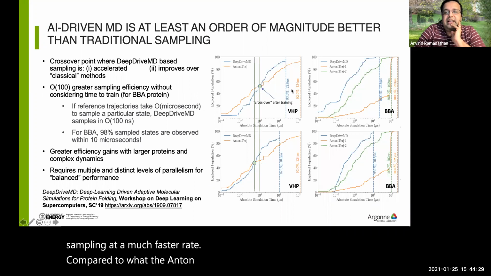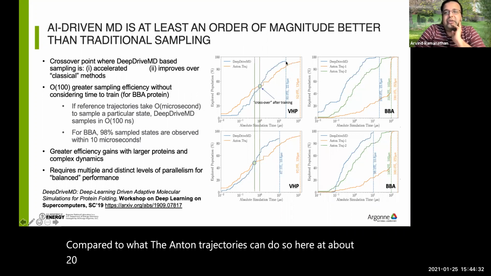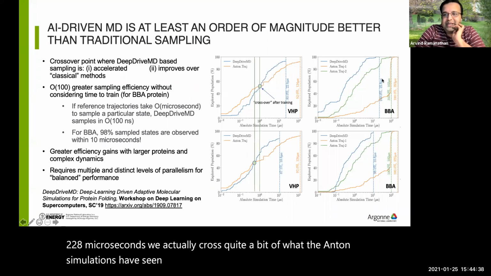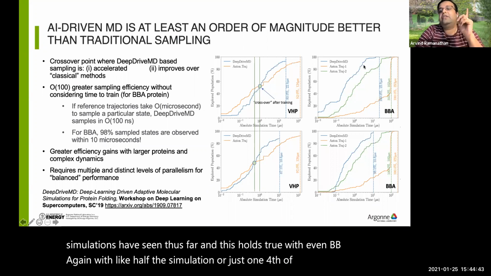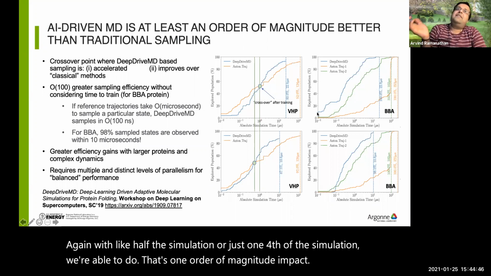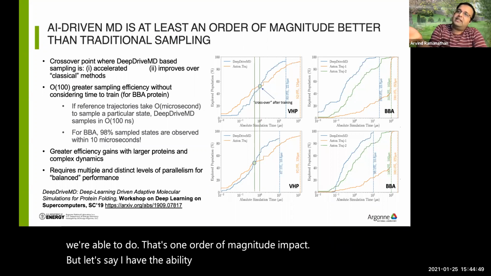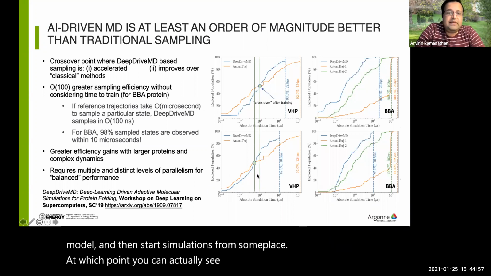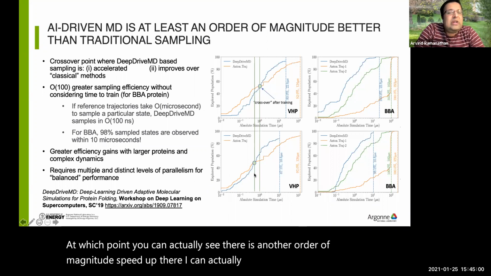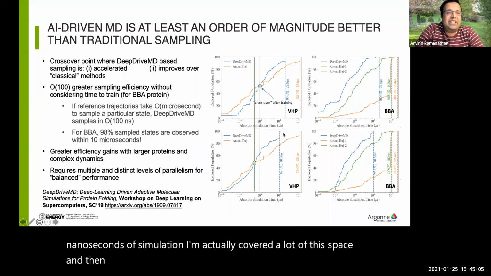Here, at about 22.8 microseconds, we cross quite a bit of what the Anton simulations have seen thus far. This holds true even with BBA, with half or just a quarter of the simulation. That's 1 order of magnitude impact. But say I take the Anton trajectory, train my model, and then start simulations from some place. At that point you can see another order of magnitude speedup, where by using about 200 nanoseconds of simulation I've covered a lot of the space, and then start taking over in terms of the sampling.